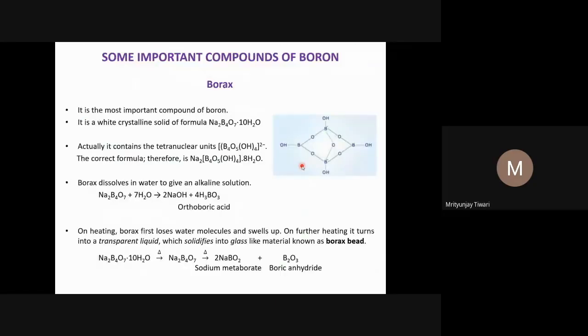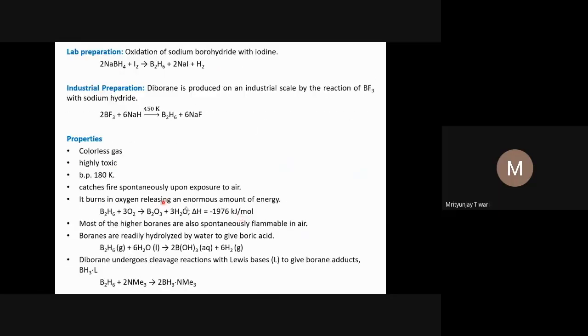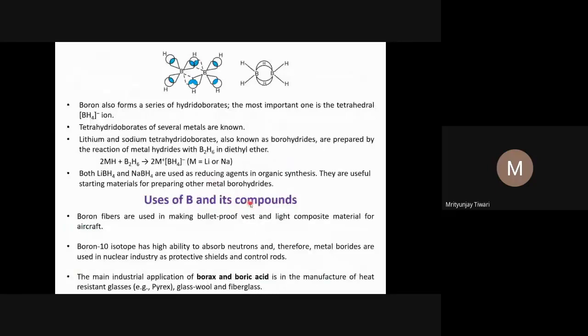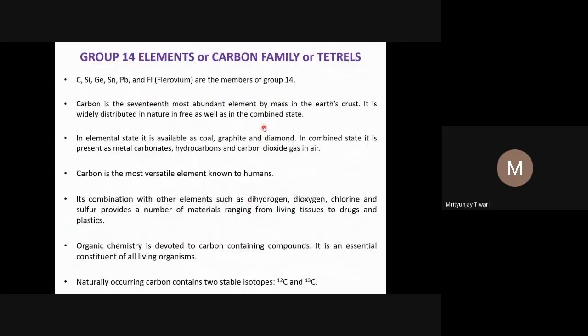So, good morning, students. In our last class, we studied some important compounds of boron, and particularly we started p block elements, group 13 elements. We studied about borax, some important compounds, orthoboric acid, also known as boric acid, and diborane, and some other important things about group 13 elements. And later on, we finished that portion.